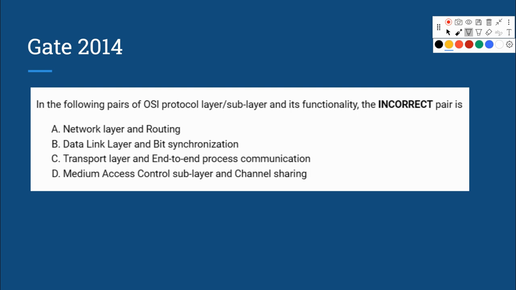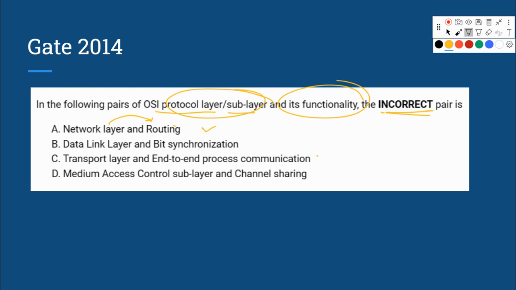Now GATE 2014, this question is being asked. So let's understand what this is. It is asking about the pairs of OSI layers or sublayers and their functionality. We have to check each layer and its corresponding functionality. The network layer has the functionality of routing. This is the correct option, but we have to find the incorrect pair. So this is the correct pairing. Data link layer, we will come to later.